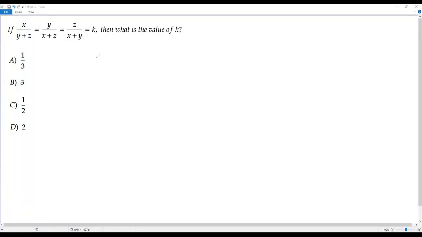Here we have a math problem. Okay, let's go to the question. If x divided by y plus z equals y divided by x plus z equals z divided by x plus y equals k, then what is the value of k?